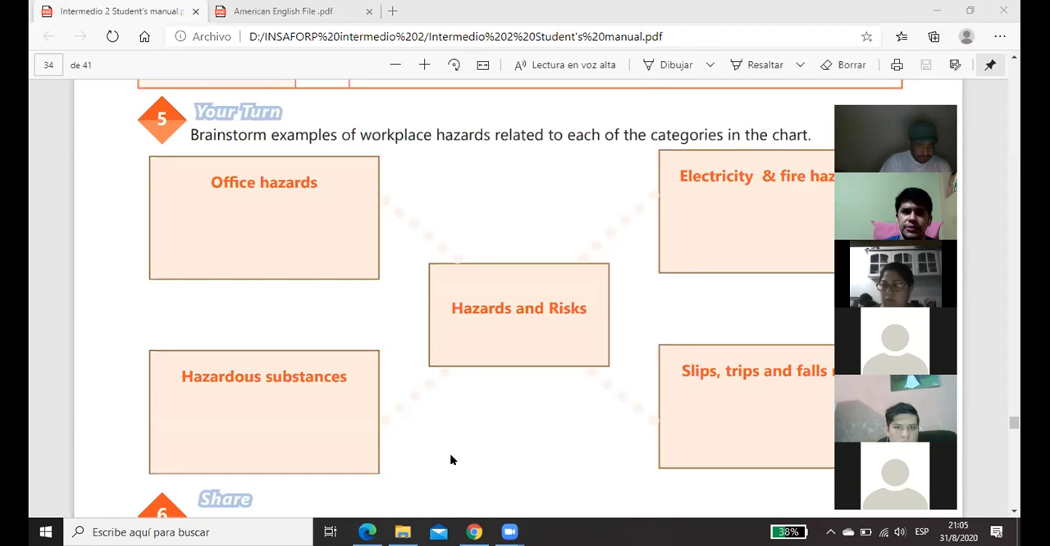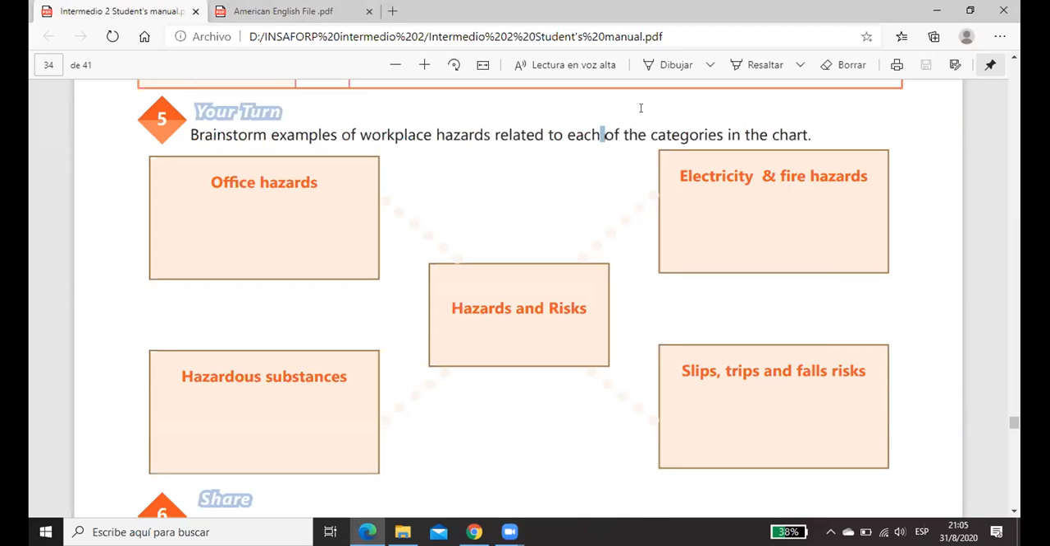Here we have office hazards. That's for group number one. In group number one, I have Jonathan, Maria, and Mario. Office hazards. All right, great. In group number two, the next one is electricity and fire hazards. That goes to Arabella, Romulo, and Shane. Don't forget, electricity and fire hazards. That's your scenario, your situation. So you give examples of possible hazards in this scenario. All right, great.